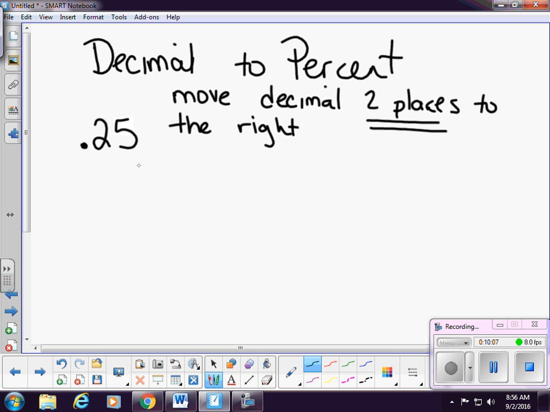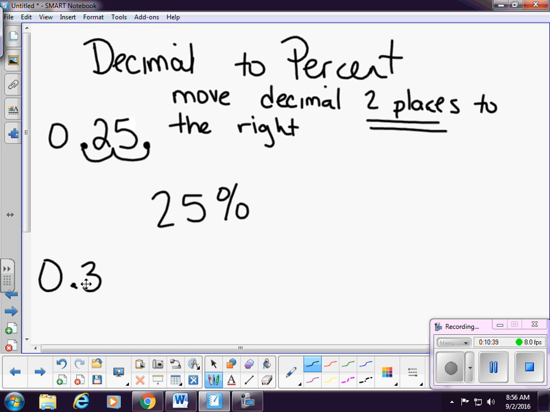So if I have 0.25, sometimes you'll have a 0 out here, that's okay. To change it from a decimal to a percent, I'm going to take this decimal and move it 2 places to the right. It's going to stop right here, so that looks like 25%. That's all you do. Just move the decimal. Now, I'm going to do some of those. So did everybody see that?